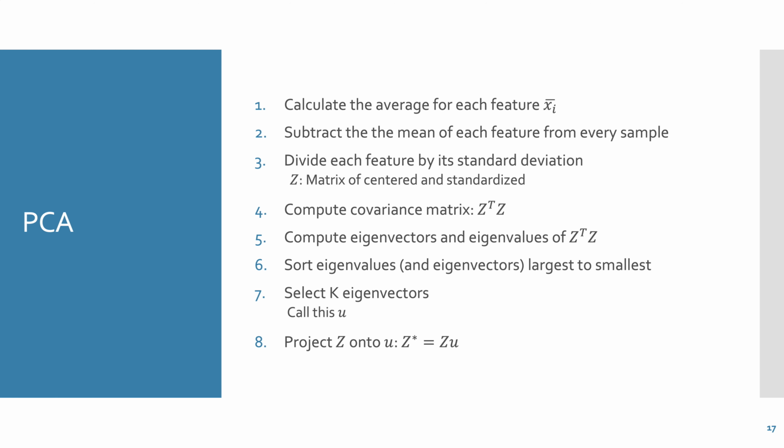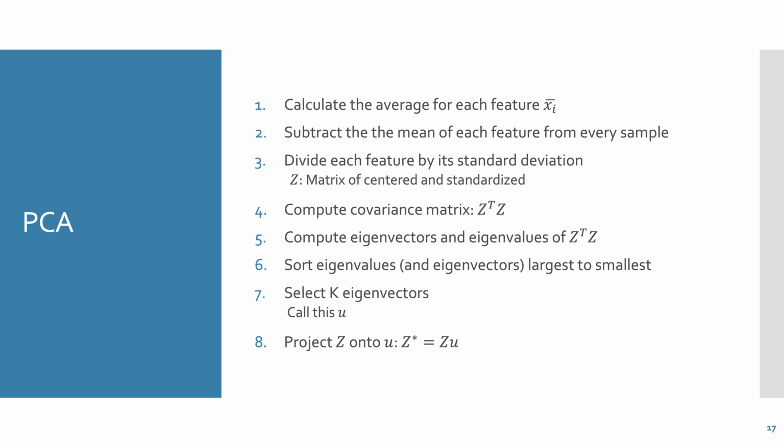Step 5, compute the eigenvectors and eigenvalues of the covariance matrix. Step 6, sort the eigenvalues, along with the eigenvectors, from largest to smallest. Step 7, select the k eigenvectors with the largest eigenvalues. We will call this smaller matrix U. Step 8, project the data onto U.